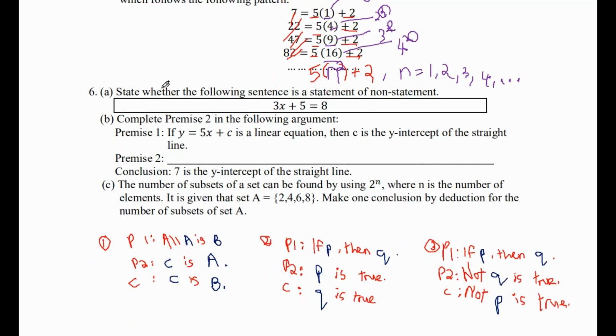Number 6. State whether the following sentence is a statement or non-statement. Okay, a statement is a sentence that we can identify as either true or false. If we can tell that this sentence is true or false, then this is a statement.